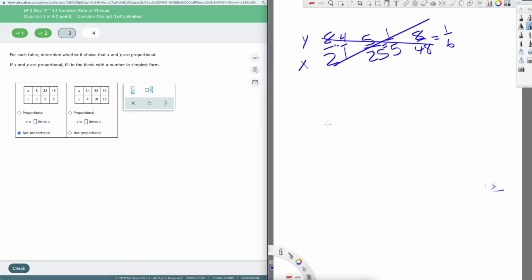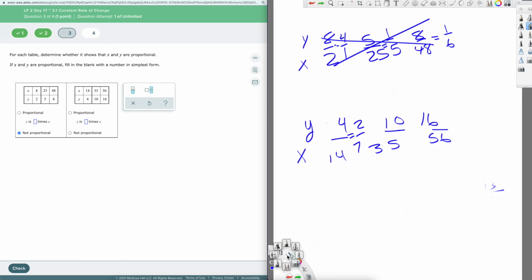All right, let's do the same thing. So 4, 10, 16, and then we have 14, 35, and 56. Okay, so let's see. If I divide by 2, I'd get 2 over 7, because they're both even. I know I can divide by 2. These end in 5s and 0s, so I can divide by 5. This came out really sloppy, but I think my eraser's a little too big. It's going to erase a lot.